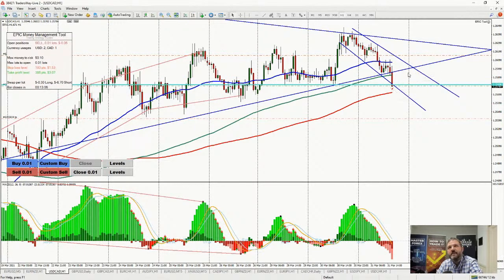If it comes back up here, I might consider adding a position, if it comes up and breaks lower. But I just got in. It looked like it was just moving lower, so I was just going to do it. So right now we have the trade.